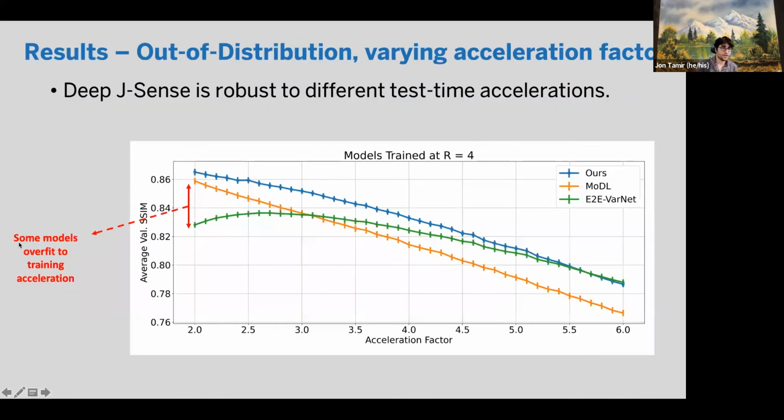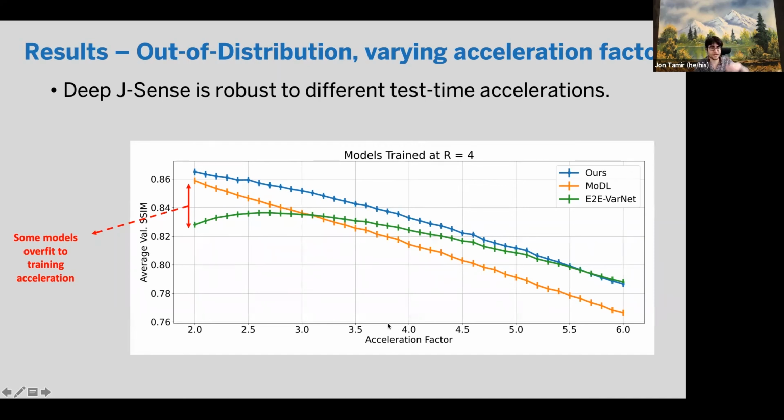Okay, now we can also look at what happens out of distribution. So this is going back to the paper that looked at robustness of these different models. And here we vary the acceleration factor at inference time. So again, the model was trained with an acceleration factor of 4. That means that we threw away four times the data. And here is our method compared to MODL and end-to-end VARNet.